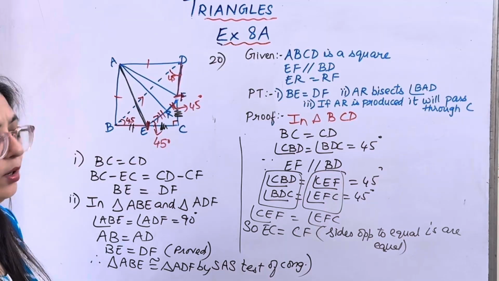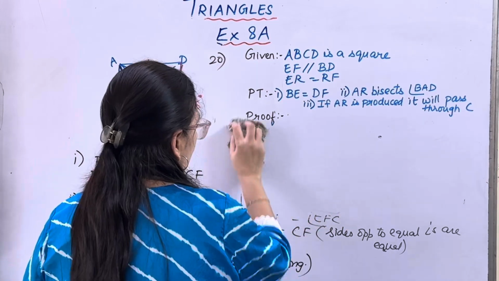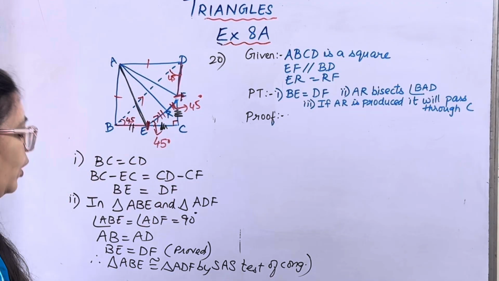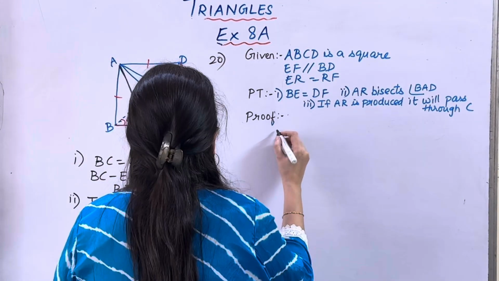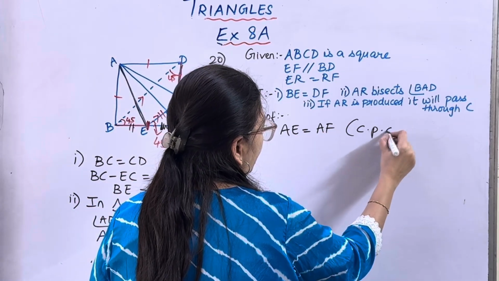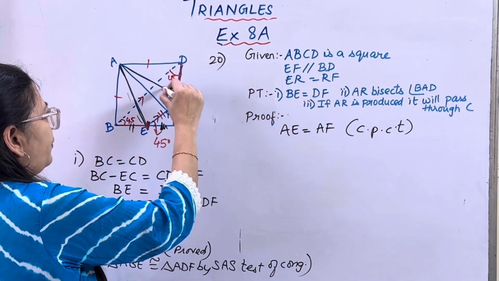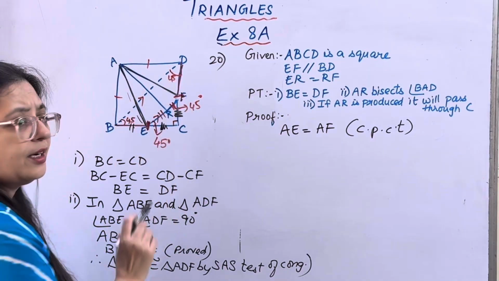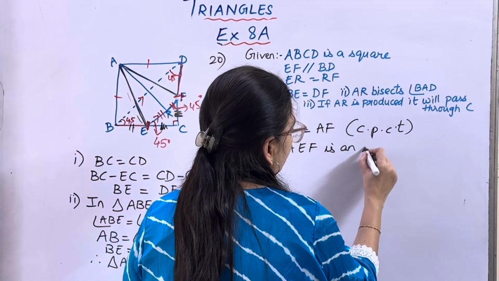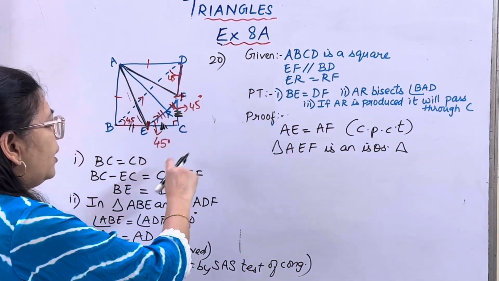I'll erase so that we continue. Now we have proved this. So what does it mean? It means that AE is equal to AF, CPCT, right? AE is equal to AF. Now these sides are equal, so therefore triangle AEF is an isosceles triangle.